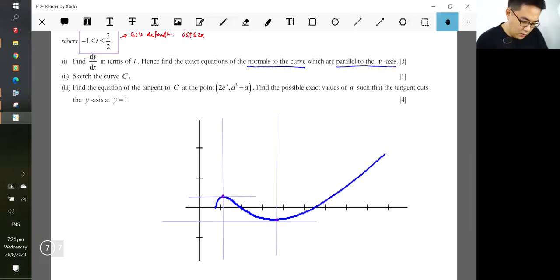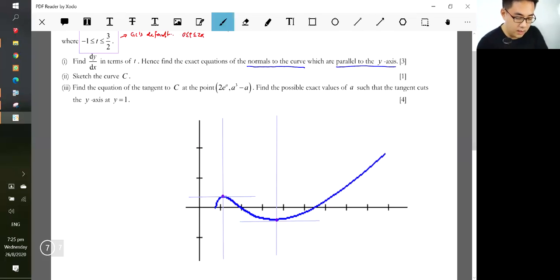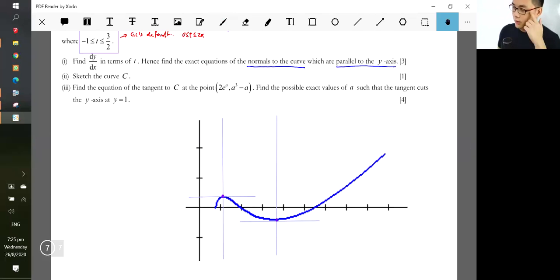Before I even start, I already know that there are 2 points. Then you look at whether it tallies with what they're asking: find the exact equations. That way I know it's correct. Usually that's what I'll do: I read the question and interpret it properly before I even start.